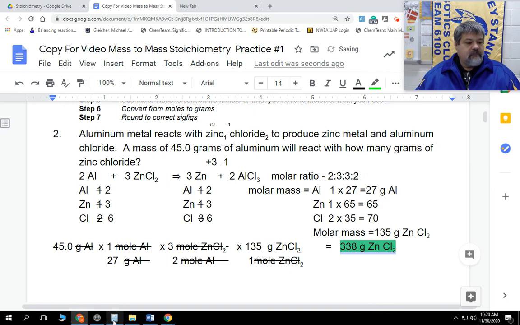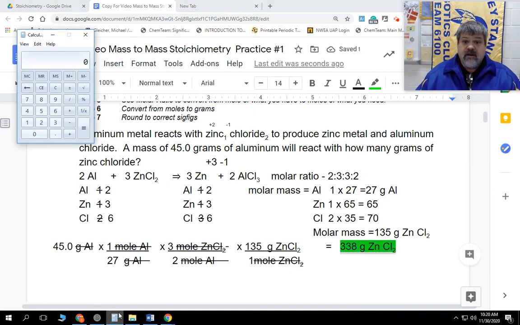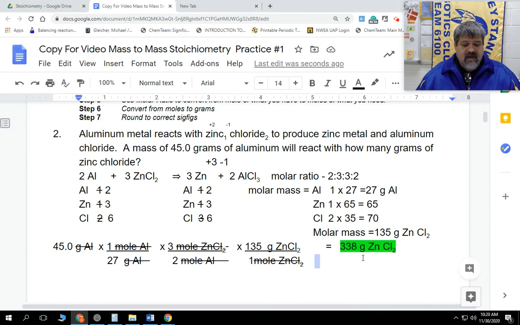And there's our answer. But as always, I want to go back and double check and make sure that I did it right. So we're going to do 45 again, do the math again. And we're going to multiply by 1, divide by 27. Multiply by 3, divide by 2. Multiply by 135, divide by 1 equals, and we came up with the same answer. So as long as we came up with the same answer a couple of times, we can go ahead and make sure that that's our final answer. We highlighted it, and there we go. So if I had 45 grams of aluminum, I would need 338 grams of zinc chloride. And we're going to make that look a little bit better right there. So that's our final answer.